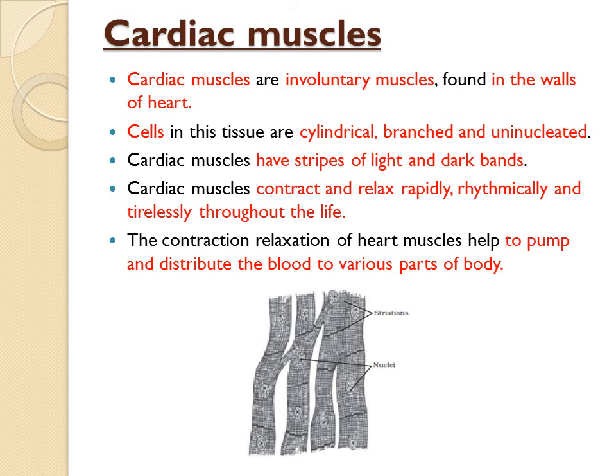So cells of cardiac tissue are cylindrical, branched, striated, and uninucleate. Cardiac muscles contract and relax rapidly, rhythmically, and tirelessly throughout life. Like striated muscle tissues, they don't get fatigued. This contraction and relaxation of heart muscles help to pump and distribute blood to various parts of the body.